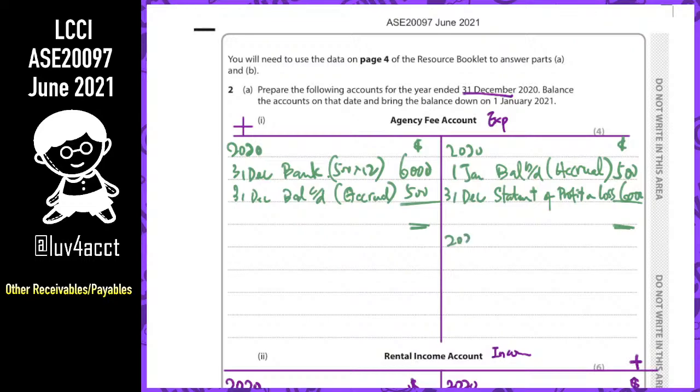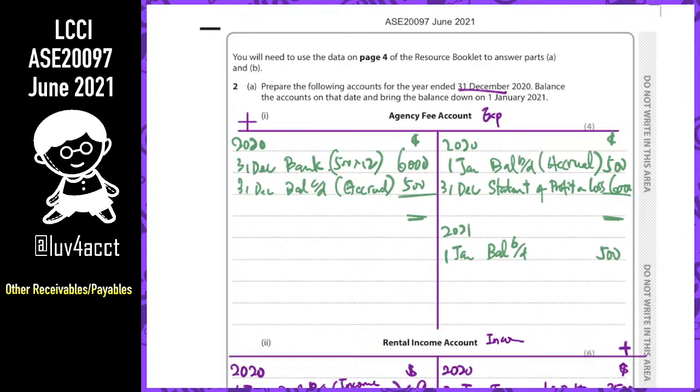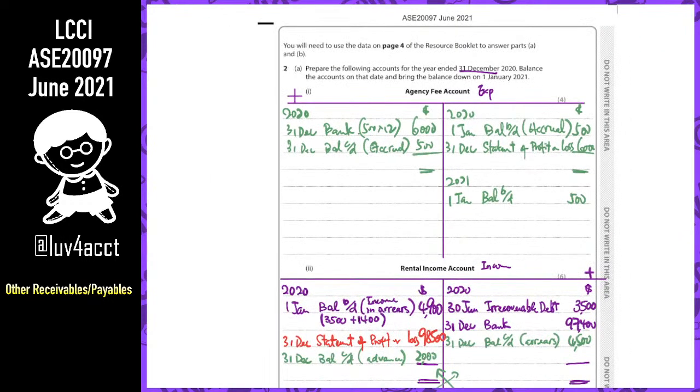So year 2021, 1st of January, you have this balance brought down 500. Finish. Accrual for you. So this year you have agency fee of 6,000. It will again go into the calculation of your net profit. So that would be our next part.